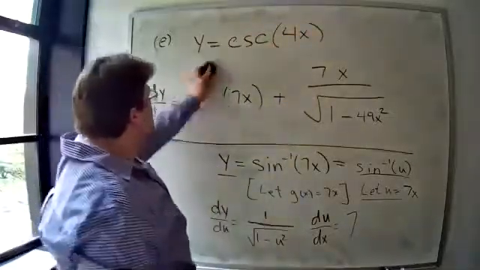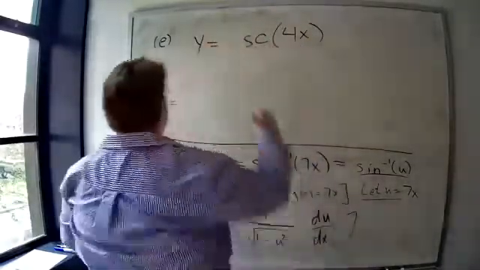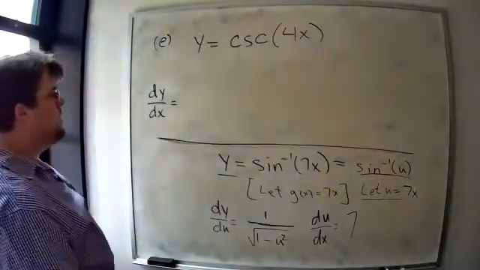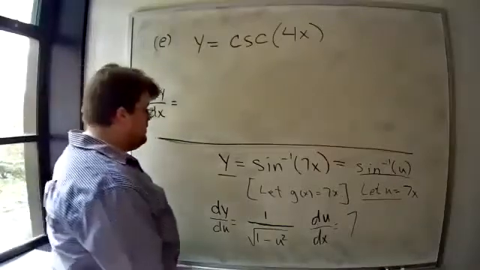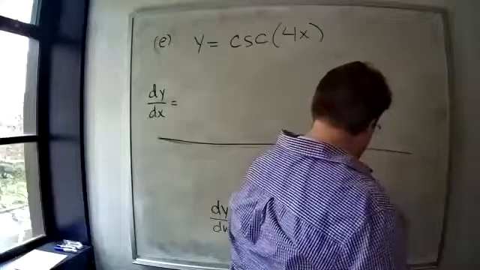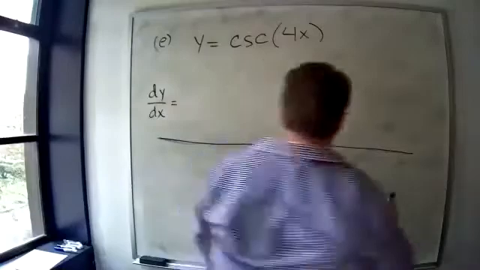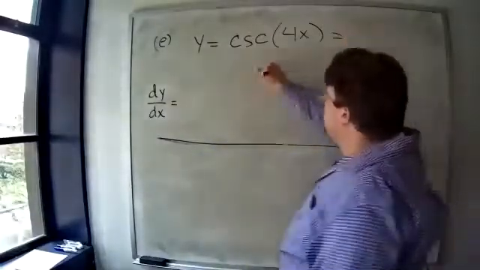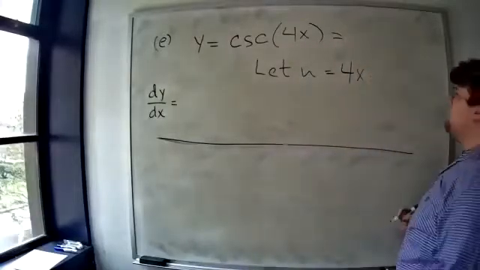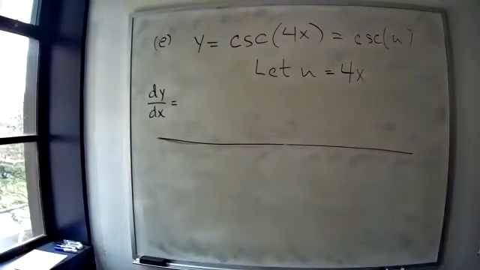So y equals cosecant of 4x. We have here a cosecant function. So to take the derivative of a cosecant function, we need the rule for cosecant. But notice we have a 4x there. The rule for cosecant applies only when it's a single variable. So we will let u equal that 4x so that y is just cosecant of u.